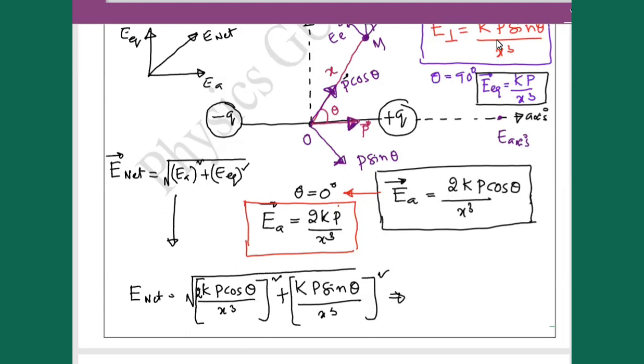Kp by X cube, if I take it outside common, then I'll get under root of, what remains? Tell me. What will be there inside? Cos square theta plus sin square theta. 2 is also there, so 2 cos square theta plus sin square theta can be written as 4 cos square theta plus sin square theta. You understood till here? Yes or no?